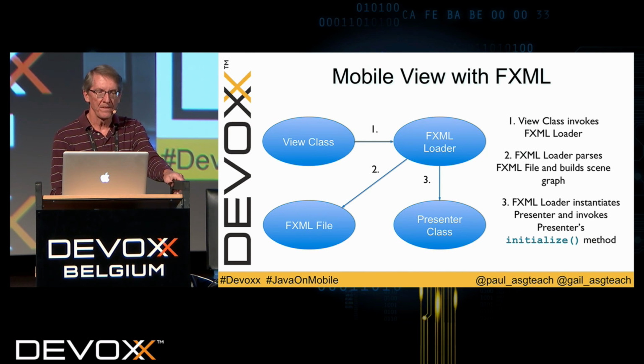The FXML loader will create an instance of the Java controller class. Again, in Gluon, it's called a presenter class. And then this invokes the controller's initialize method, as you see here in the diagram. Now, the mobile application can switch to any of the views that are created by just specifying a unique string name.